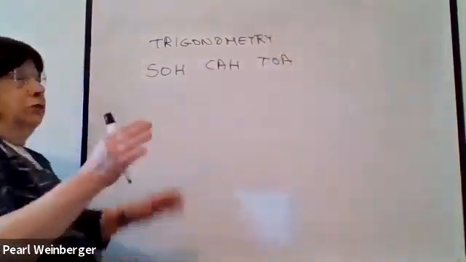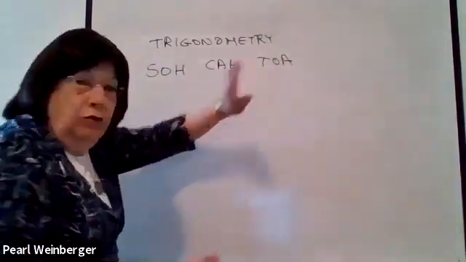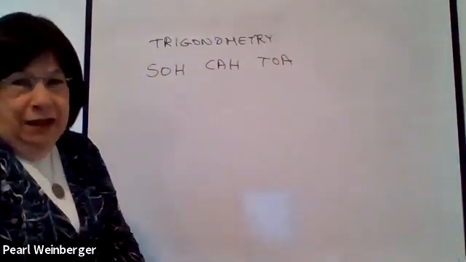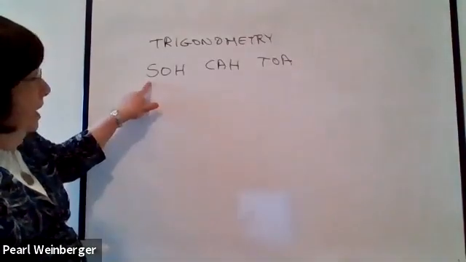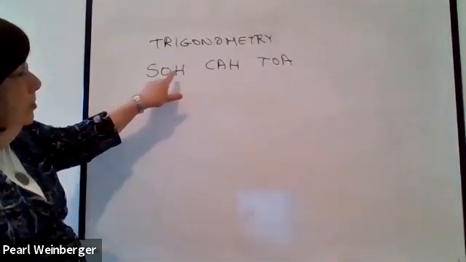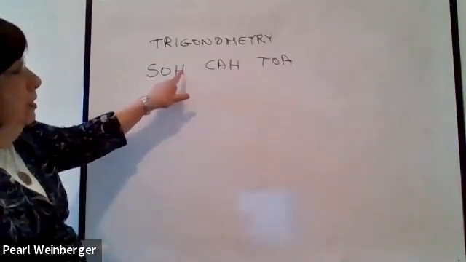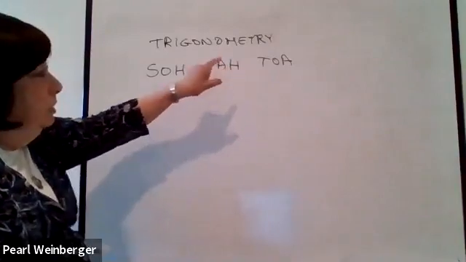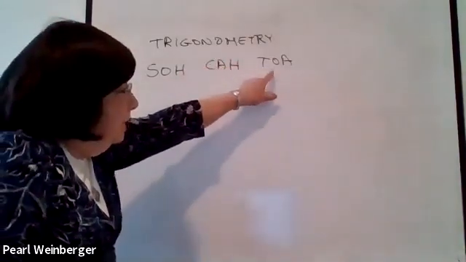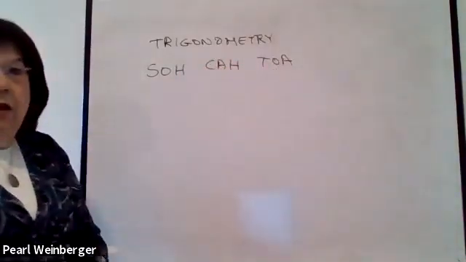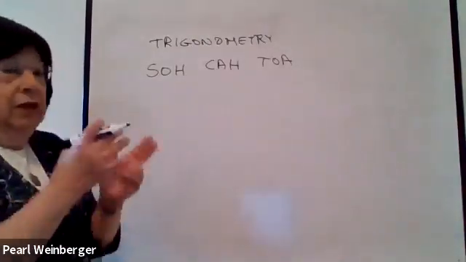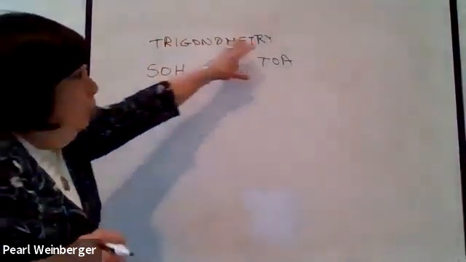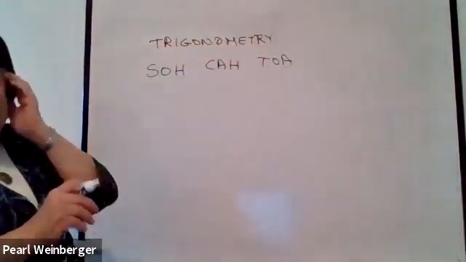SOH CAH TOA. Soak a toe. How does this help me in any way? Because the sine is the opposite over the hypotenuse. The cosine is the adjacent over the hypotenuse. And the tangent is the opposite over the adjacent. So those three fractions that I told you had to remember are all reminded to you over here.